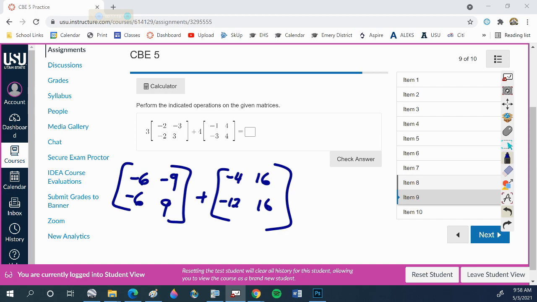To multiply, you have to have as many columns in the second matrix as you have rows in the first matrix. But if you do that little offset thing that I showed you, it will either work or it won't work. Then we add corresponding parts. Negative 10, 7, negative 18, and 25.